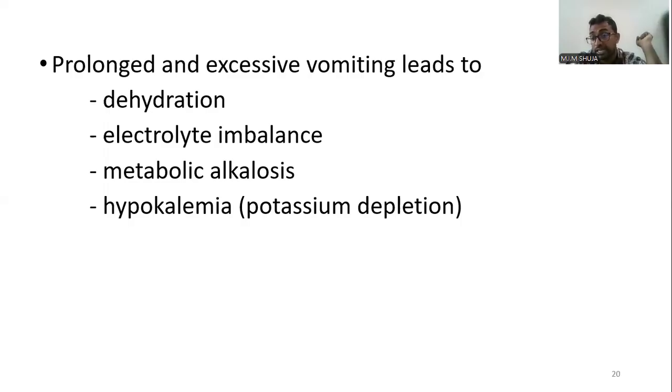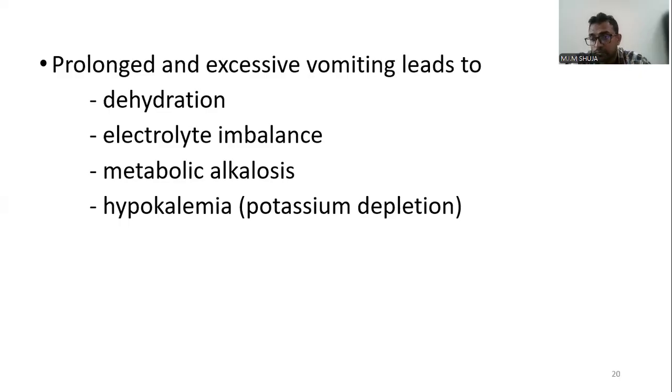Fourth is hypokalaemia, that is low potassium level. Potassium depletion occurs due to several mechanisms. Some potassium is lost directly in vomitus. But more importantly, dehydration activates the renin-angiotensin-aldosterone system. Aldosterone increases sodium reabsorption in the kidney, but potassium is secreted into the urine. The patient loses potassium through the kidney. In metabolic alkalosis, potassium also shifts into cells, further reducing serum potassium.